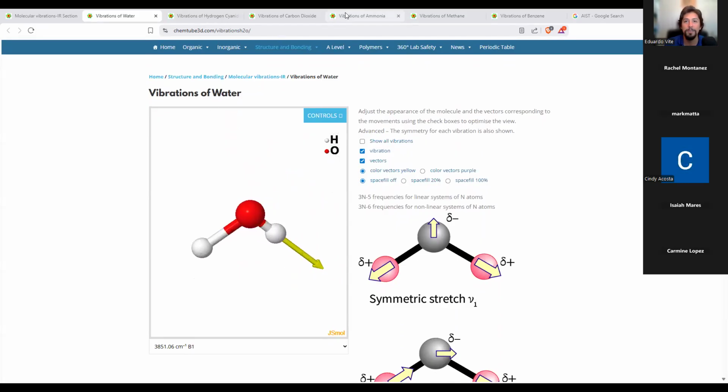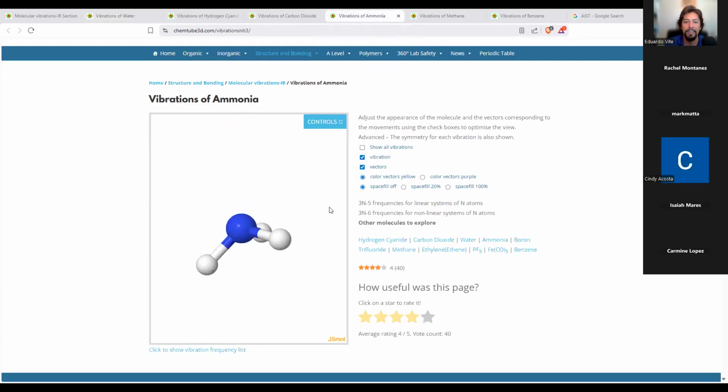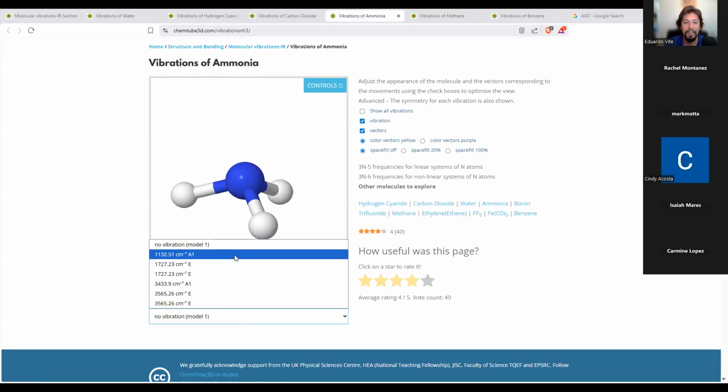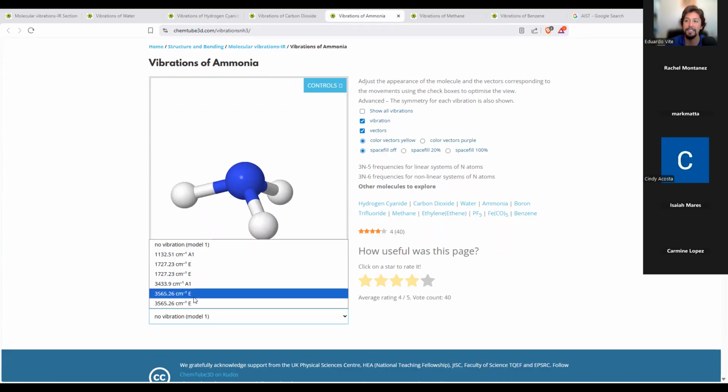Let's see what happens with something a little more complicated, like ammonia, NH3. See? NH3. So it's also sp3, based on tetrahedral, 1 lone pair. Let's check out the frequency. You can see we have a lot more options. Just adding one more atom has increased the number of vibrations. So we're going to see more signals for ammonia compared to water. We're going to see at least 1, 2, 3, 4, 5, and 6 signals here.